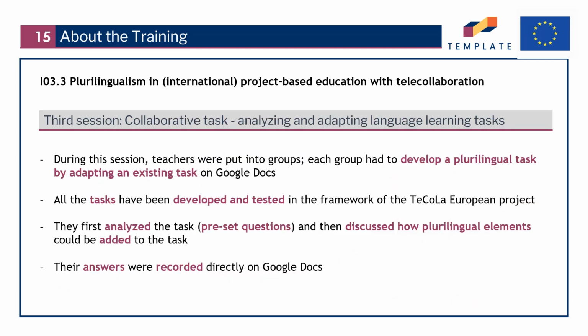The collaborative task, which was the third task, was done by analyzing and adapting existing language learning tasks. So the teachers were put into groups and each group had to develop a plurilingual task by adapting an existing one on Google Docs. All the tasks have been developed and tested in the framework of the DECOLA European project. The analysis was done by answering a set of preset questions and then discussing how plurilingual elements could be added to the task. The answers were recorded directly on Google Docs and teachers also reflected on their own teaching context.